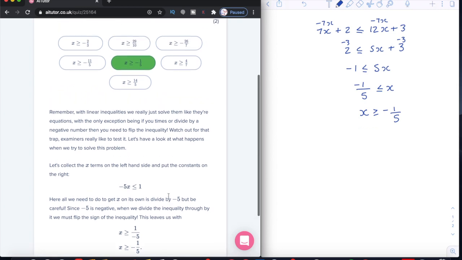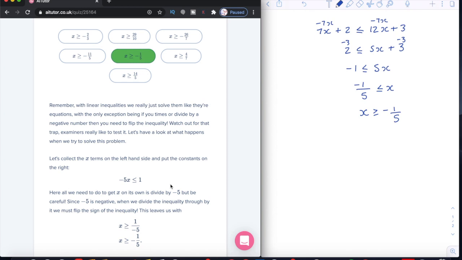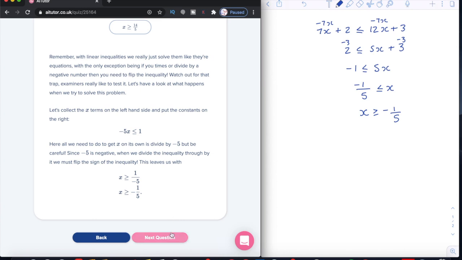What's really good about this site is once you've answered a question, regardless of whether it's right or wrong, it's going to give you a solution to the question. It's going to show you exactly step by step how you work out this question. So it's really great stuff there. We can move on to the next question.